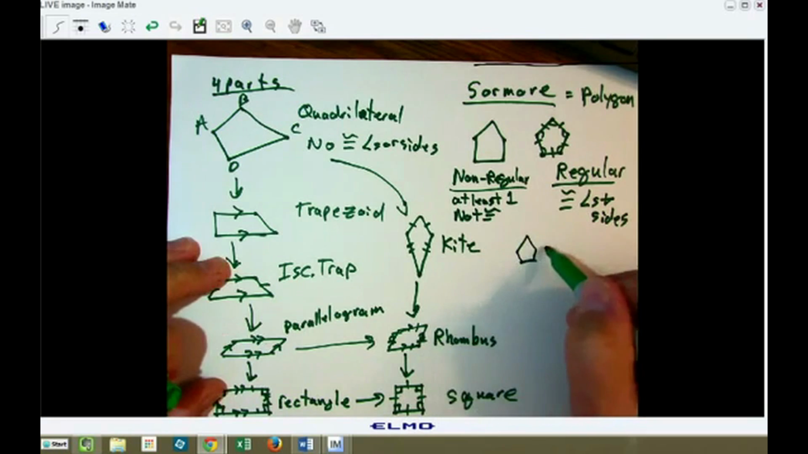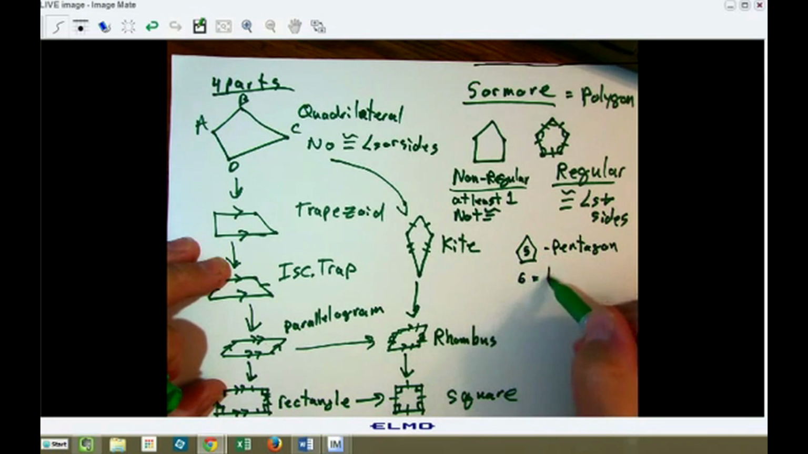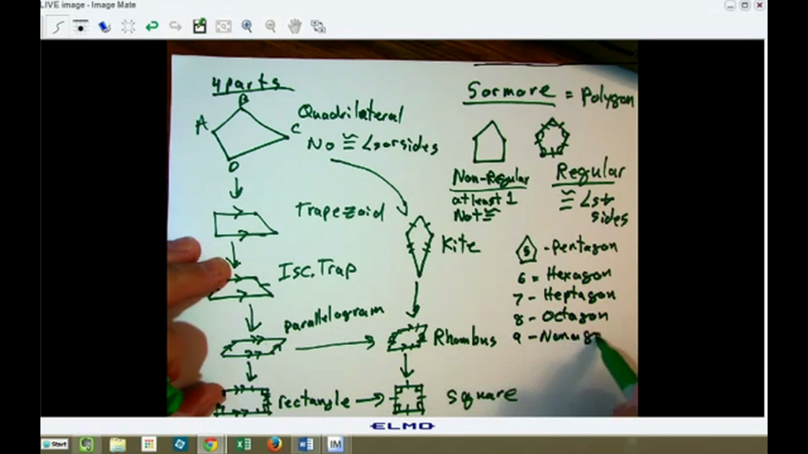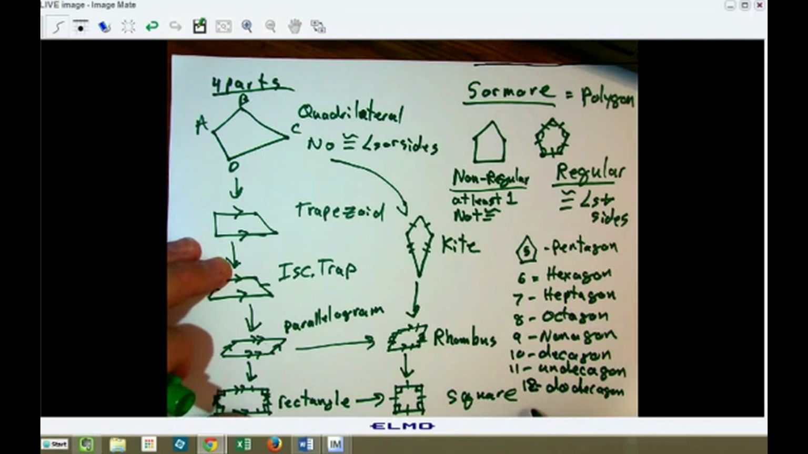But let's keep going. For a five-sided figure, it's going to be a pentagon. For a six-sided figure, it's going to be a hexagon. For a seven-sided figure, a heptagon. 8 would be octagon. 9 would be nonagon, 10 would be decagon, 11 would be undecagon or undecagon, and 12 would be dodecagon. Beyond that, you just call it 13 gon or 14 gon.